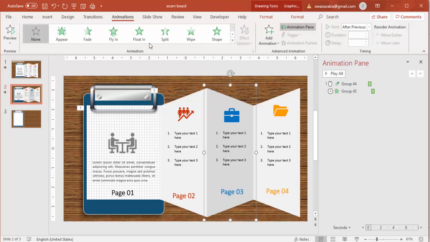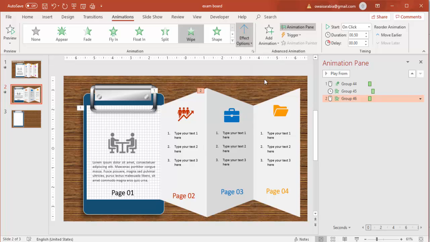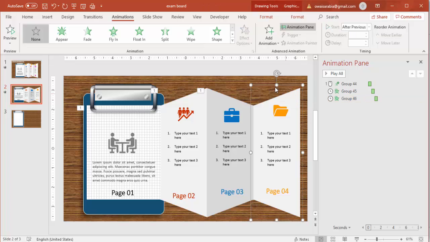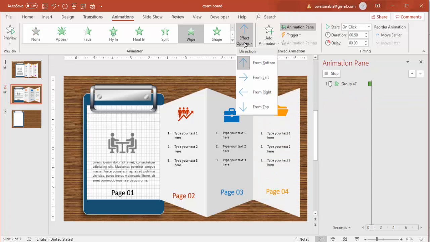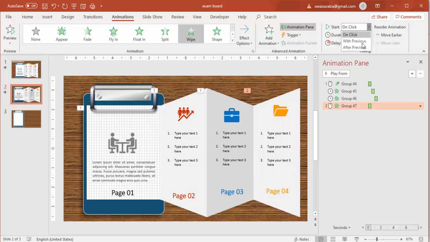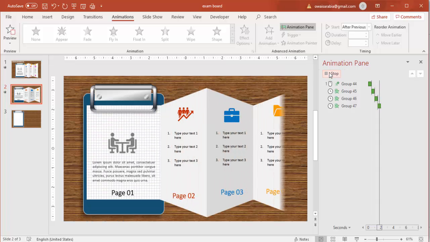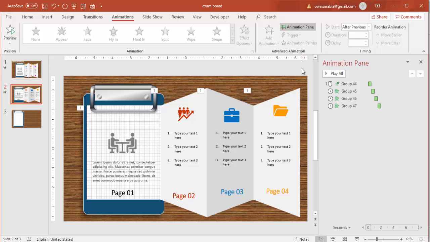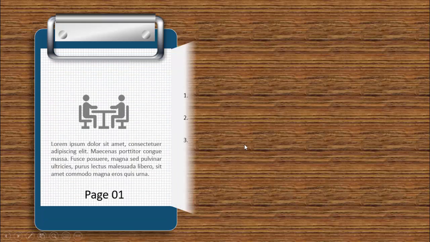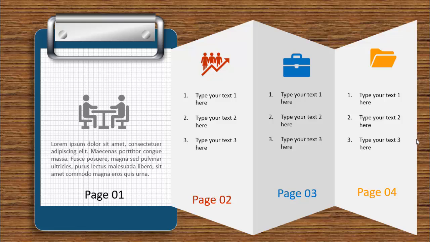Then I'll select this again, wipe effect from left, after previous, and then this is also a wipe effect from left. This is also after previous. So if I play this, the first page comes, second and third. So this is how the animation looks in the slideshow. When I click, the first page comes, second page and third page.